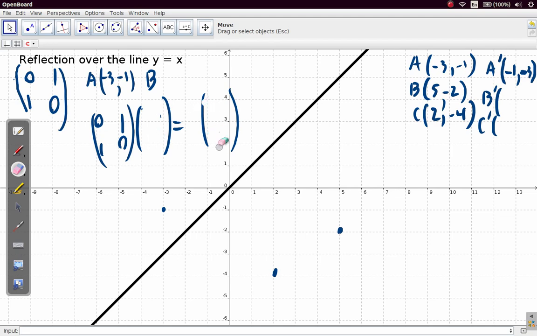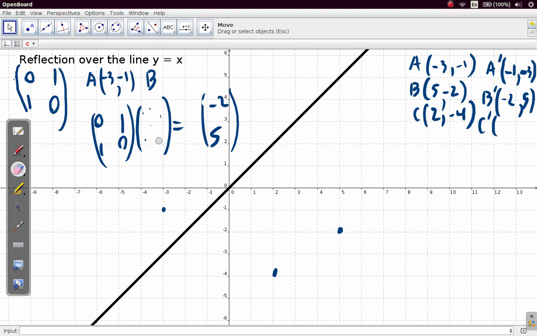B is at (5, -2). 0 by 5 is 0 plus 1 by -2 is -2 up top, that's in row 1, I mean. 1 by 5 is 5 plus 0 by -2 is 0, so that's in row 2. So we have (-2, 5). And then C prime.